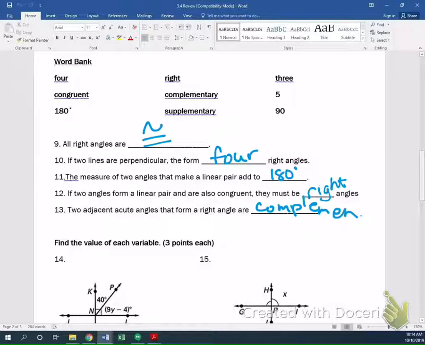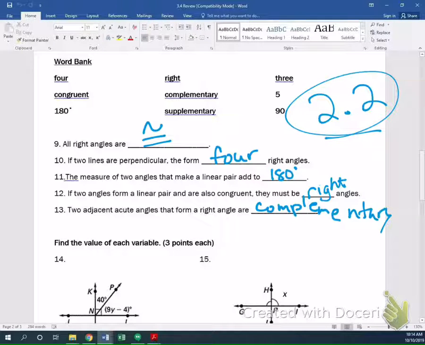Hold on. I can't talk in right. Complementary. Okay. Yes, these are all from 2.2. They're straight from the theorems we wrote at the beginning of 2.2. So I would definitely spend some time studying those if you're unsure. Questions?